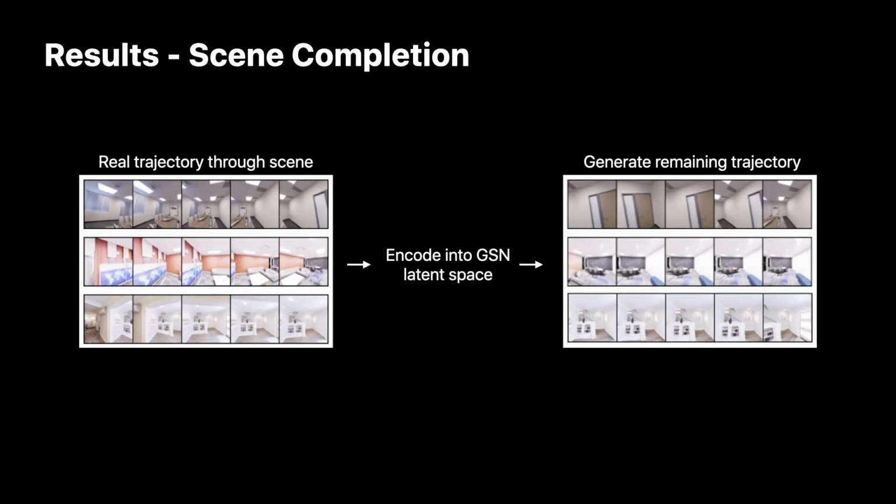In addition, we can also use the prior learned by GSN to invert observations and fill in missing parts of the scene. Given a trajectory of images through a real scene, shown on the left, we invert GSN's generator to find a scene radiance field that minimizes our reconstruction error. We can then render from this radiance field to complete the rest of the trajectory, as shown on the right.